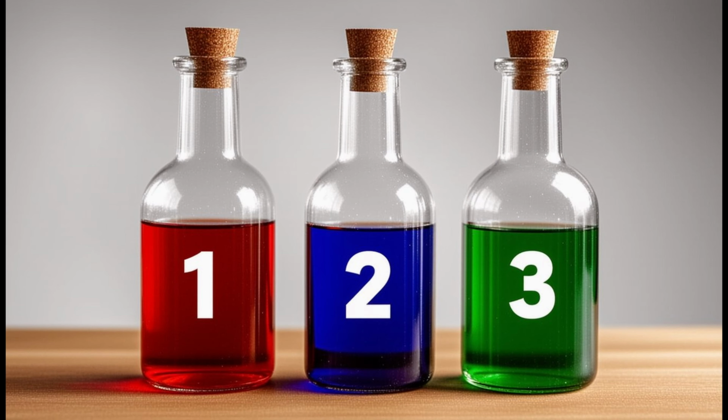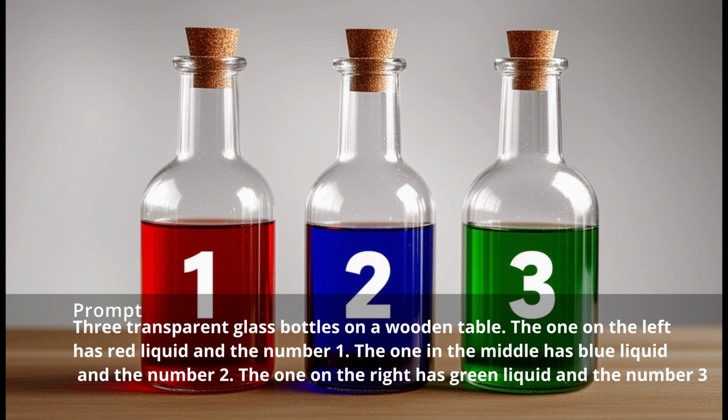Okay, so this is one of the ones that I found pretty interesting. The prompt, I guess, on this one was 3 transparent glass bottles on a wooden table. The one on the left has red liquid and then the number 1. The one in the middle has blue liquid and the number 2. And the one on the right has green liquid and number 3, which it did very well there. I would say it fully understands what it was doing. Of course, the question is, how many prompts did that take?